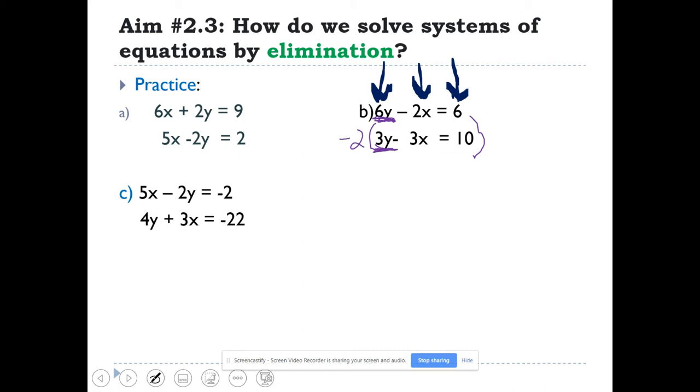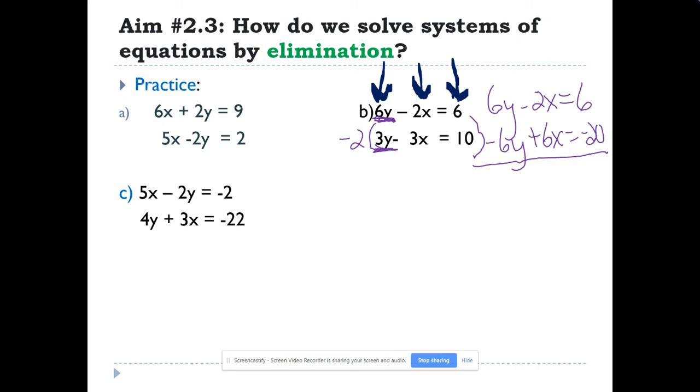Now remember, if you're doing the multiplying, you have to multiply every single part of that equation. So the top one we're leaving alone. And then the bottom one, we get negative 6y plus 6x equals negative 20. Now when I add these together, 6y plus negative 6y adds to 0. Negative 2x plus 6x is 4x. And 6 plus negative 20 is negative 14.